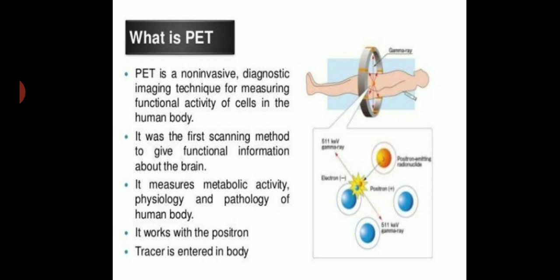So basically what is PET? PET is a non-invasive diagnostic imaging technique for measuring functional activity of cells in the human body. It was the first scanning method to give functional information about the brain. It measures metabolic activity, physiology and pathology of the human body. It works with the positron, as the name suggests, and a tracer is entered in the body.